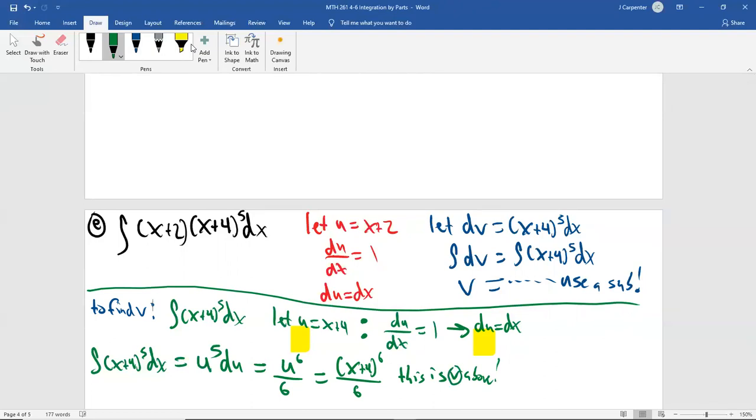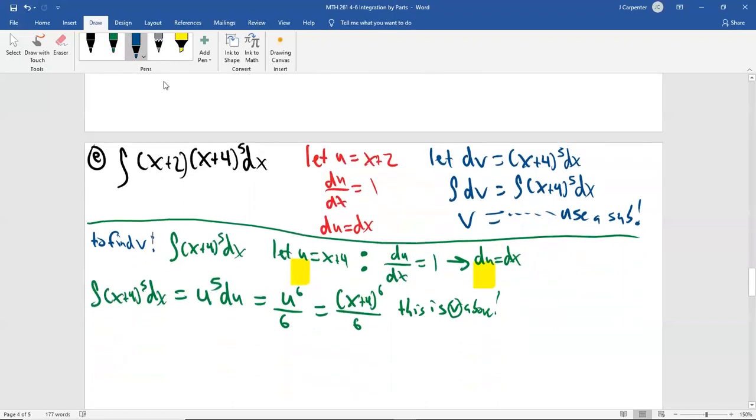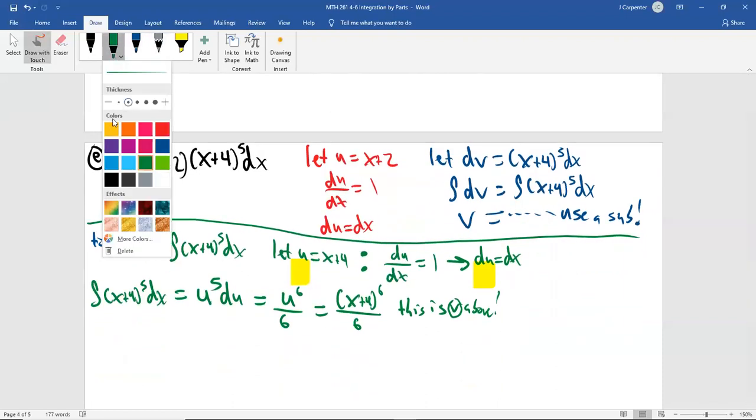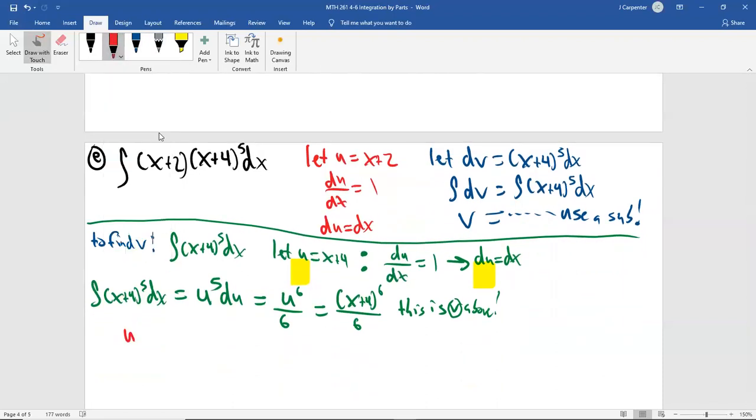V was the integral of x plus 4 to the 5th dx. That's what we just did. So this is our v. So let's write everything down that we have now. We know that u is equal to x plus 2. We know that du for the original problem is equal to dx. We also know that dv is x plus 4 to the 5th dx. And we now know that v is equal to x plus 4 to the 6th over 6.